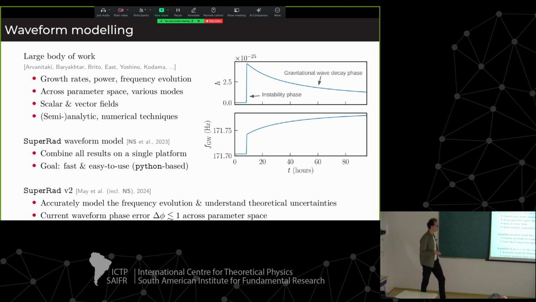To do actual gravitational wave searches, you need these waveform models, and you need them to be sufficiently accurate.